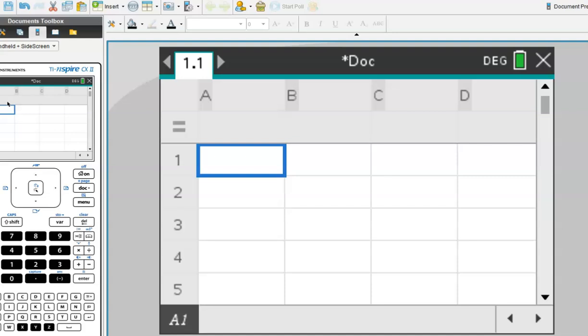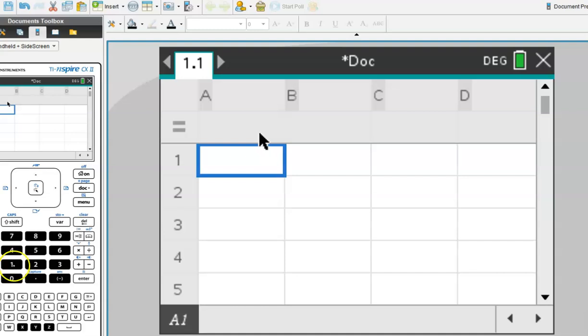Because at a certain point, if you just keep adding documents, you're going to have like 15 documents and it's going to be really, really confusing. So if you just add a new document every single time, and again, either save or don't save, it doesn't matter. That'll make your life so much easier, trust me.